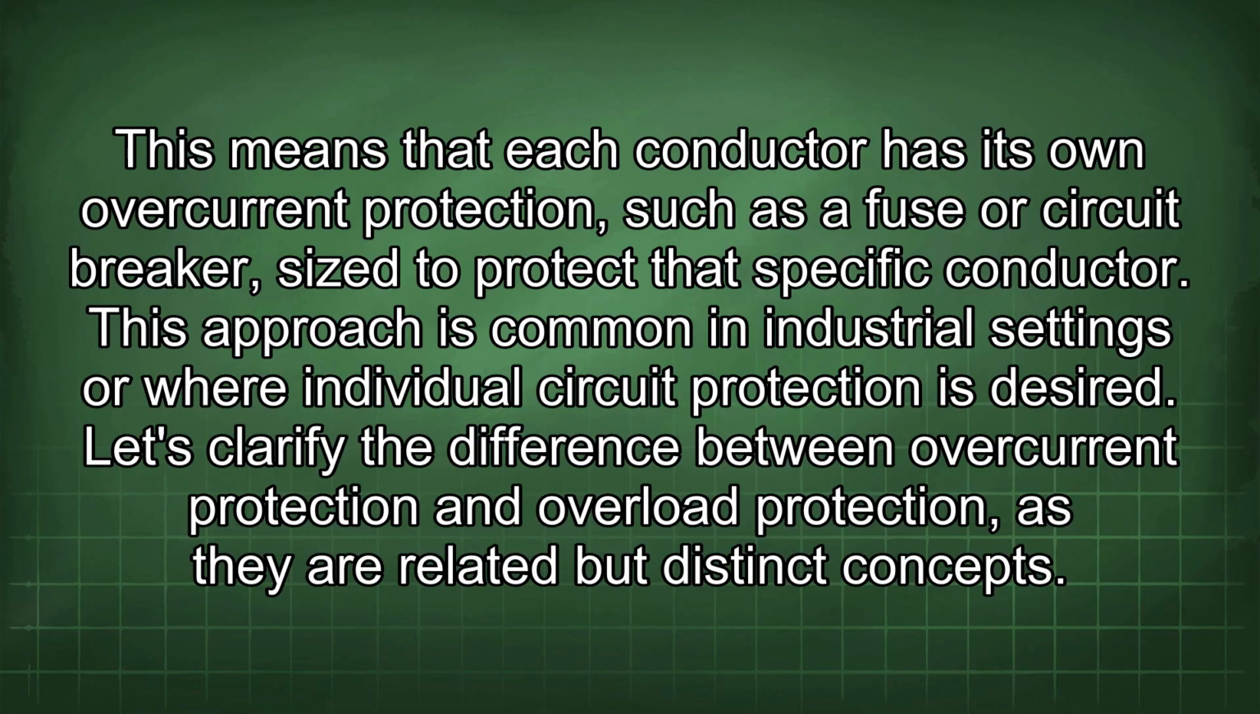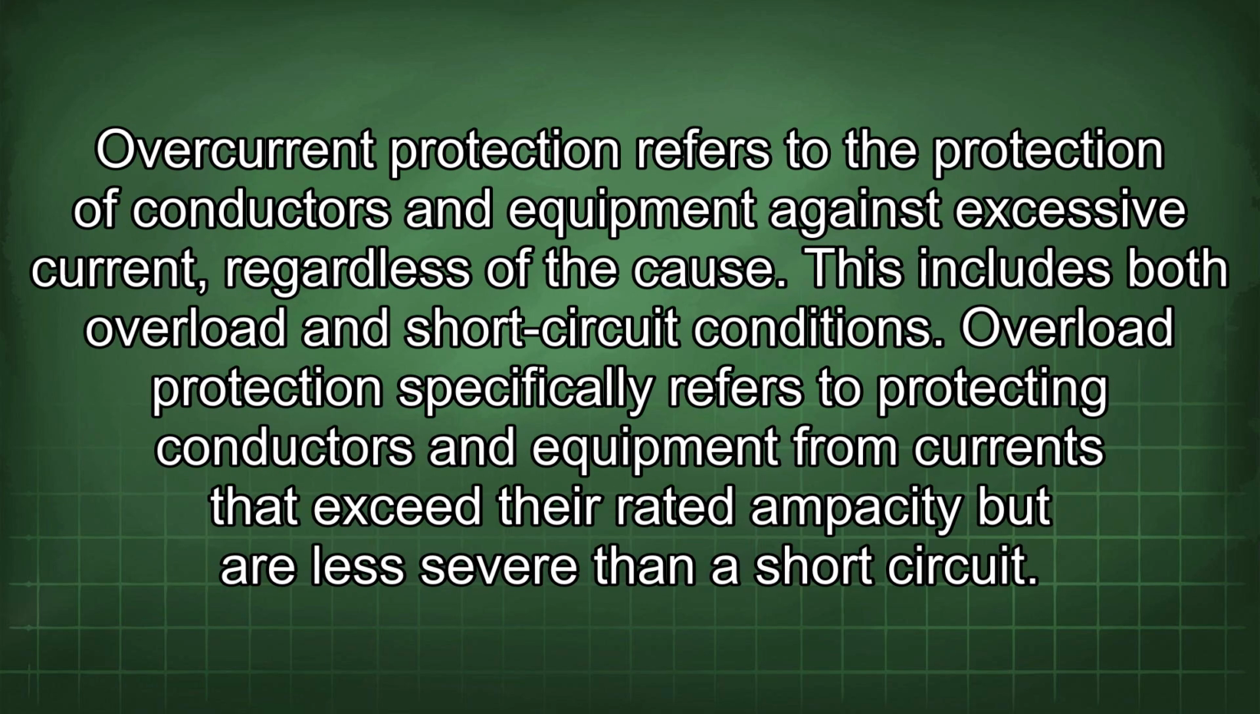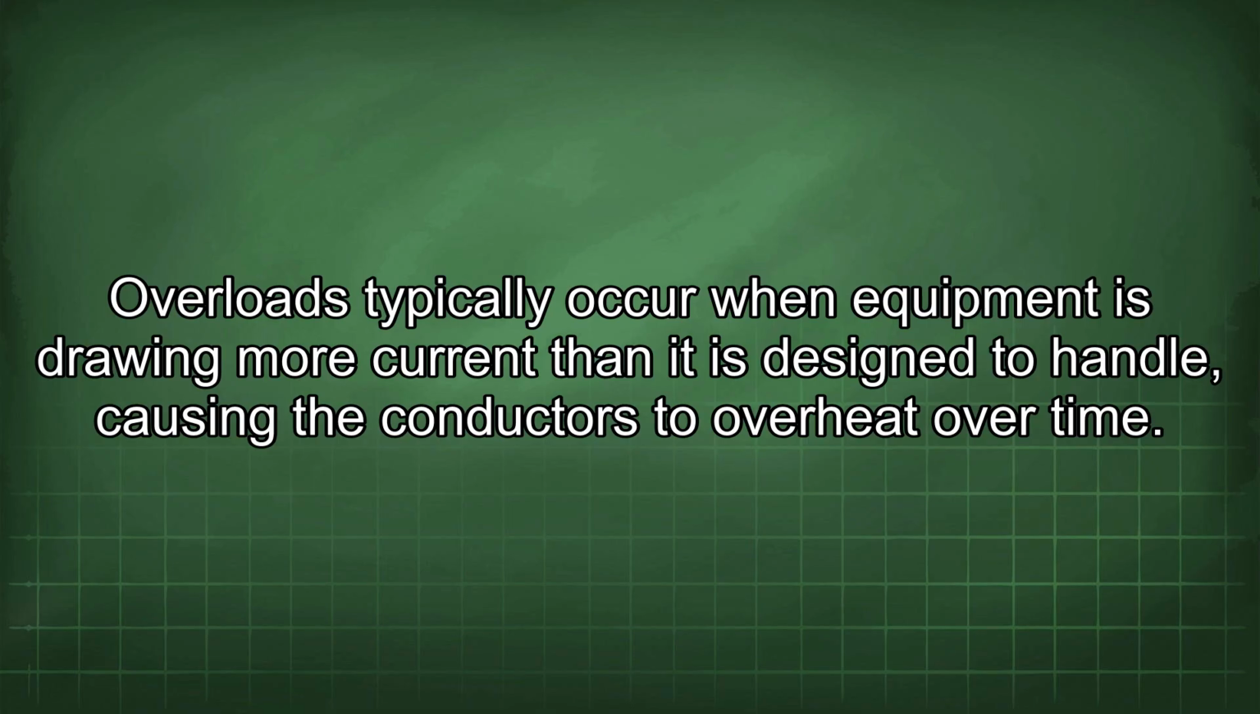Let's clarify the difference between overcurrent protection and overload protection, as they are related but distinct concepts. Overcurrent protection refers to the protection of conductors and equipment against excessive current, regardless of the cause. This includes both overload and short-circuit conditions. Overload protection specifically refers to protecting conductors and equipment from currents that exceed their rated ampacity but are less severe than a short circuit. Overloads typically occur when equipment is drawing more current than it is designed to handle, causing the conductors to overheat over time.